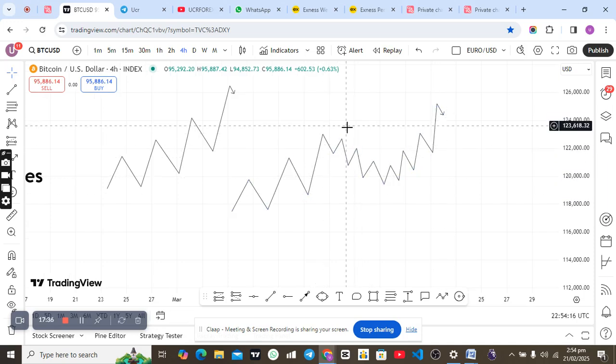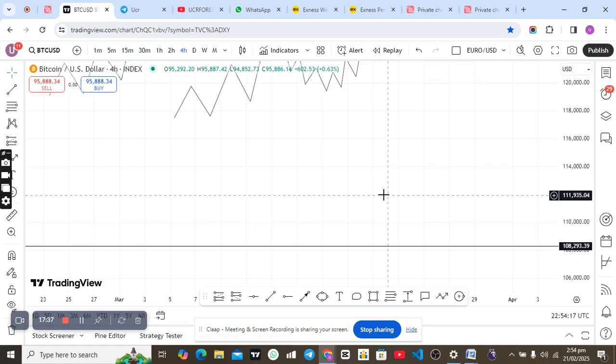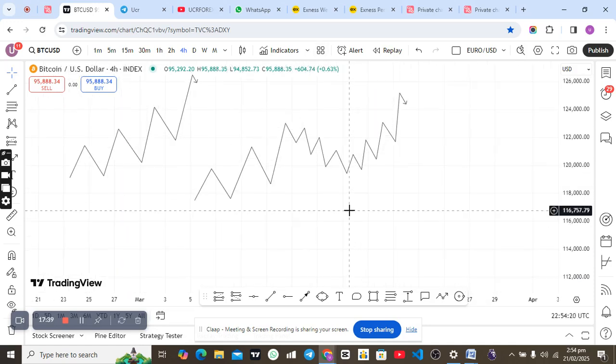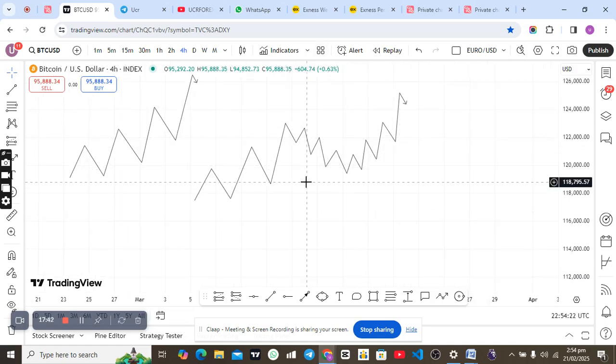This is what we call internal structure. So these are structures that are found inside the external structure. So where are the external structures? How can you get the external structure? The external structure is the high and the low that printed that retracement.